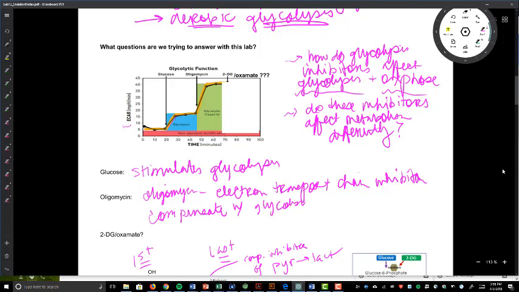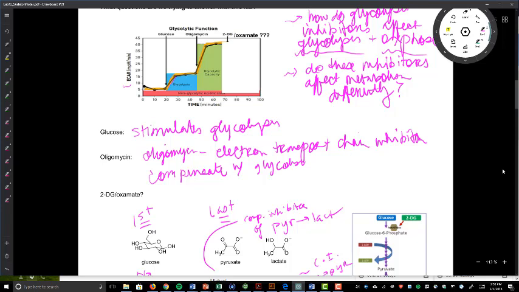And the next thing to ask is, okay, if we add our glycolysis inhibitors, 2-DG, 2-deoxyglucose, and oxamate, what's going to happen? That's what we're going to find out during this lab. You're going to predict and then see what happens, and also see whether 2-DG and oxamate have differing effects, and whether they affect the oxygen consumption rate differently.